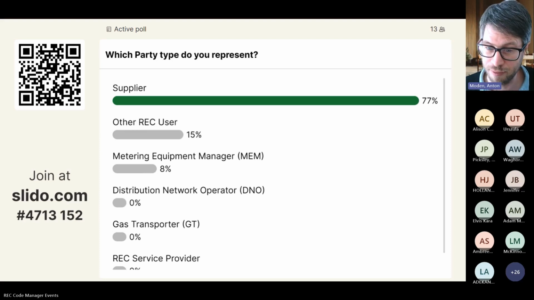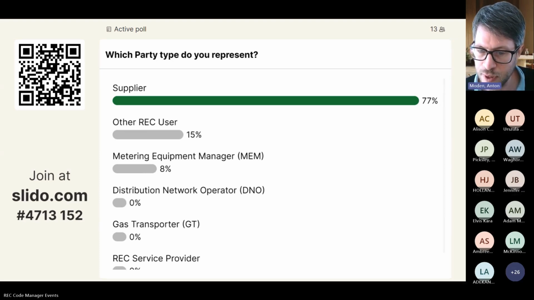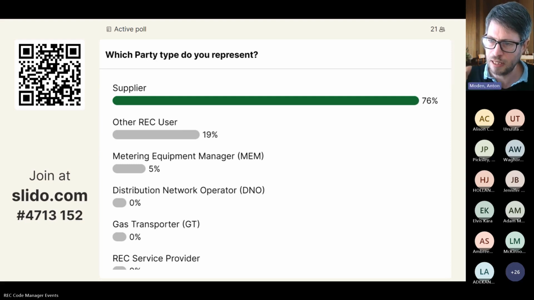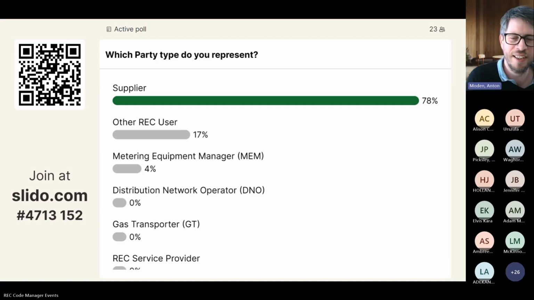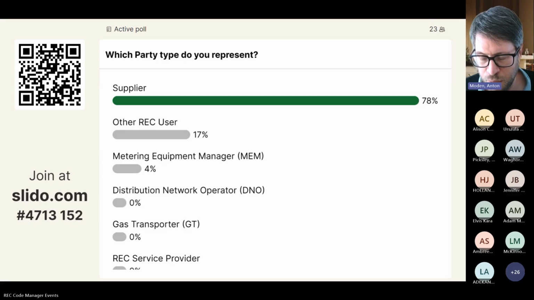A lot of suppliers, as well as some other rec users and some MEMS. Okay, that's really helpful. I just let it tick on a little bit to make sure that it's not that suppliers have the fastest fingers. But this is helpful. We'll make sure we pick out the key things for suppliers, MEMS, and other users. Okay, without further ado, let's get into it. If we move on to the next slide.